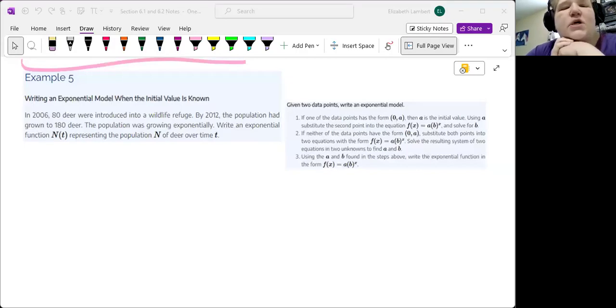Hello again. So we have here a question that is giving us information about an exponential situation and asking us to find the function that goes with it. In 2006, 80 deer were introduced into a wildlife refuge. By 2012, the population had grown to 180 deer. The population was growing exponentially. Write an exponential function N of t representing the population N of deer over time t, with t in years.